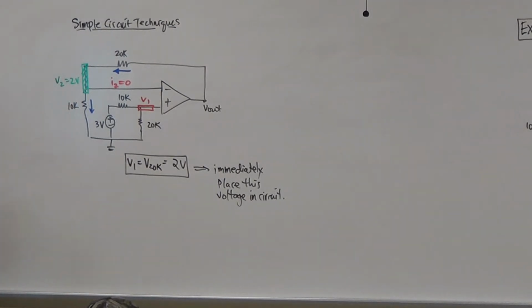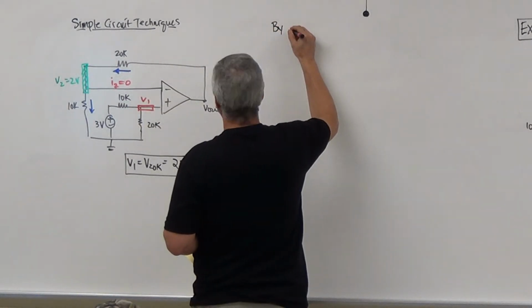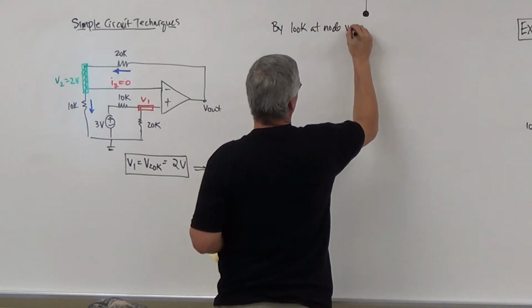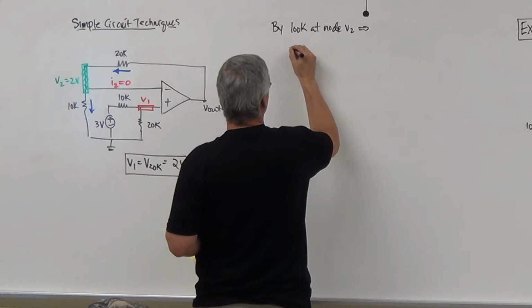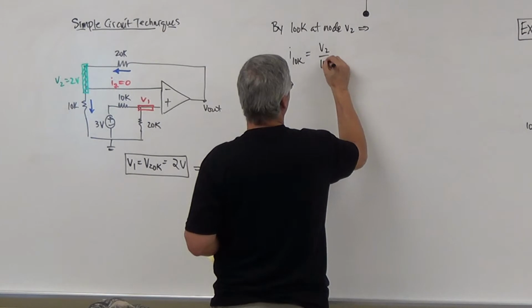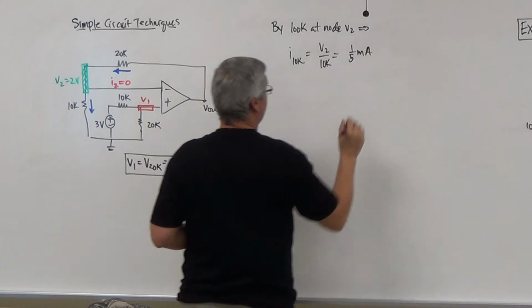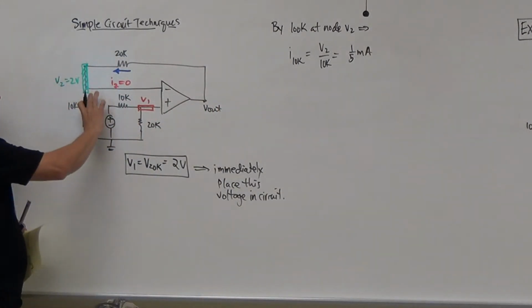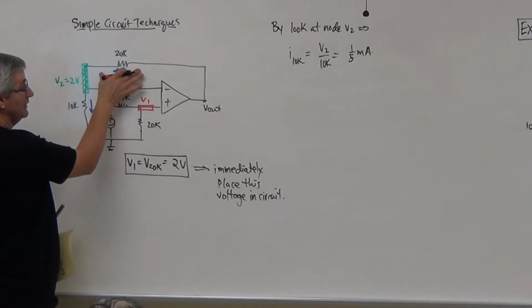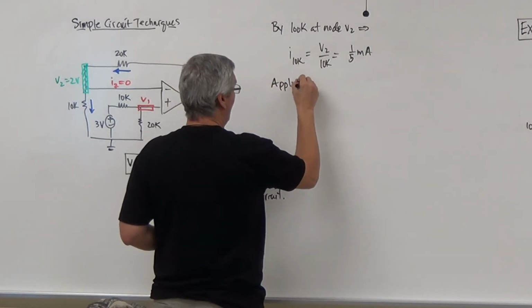So by inspection, looking at node V2, we immediately see that the current through the 10K must be V2 divided by 10K. As we can see here, this will be 1/5 of a milliamp. I know this is 2 volts and this is a 10K resistor, so I know what that is. And then all I'm going to do is apply Ohm's law again.